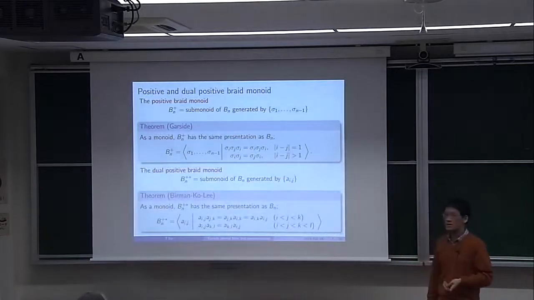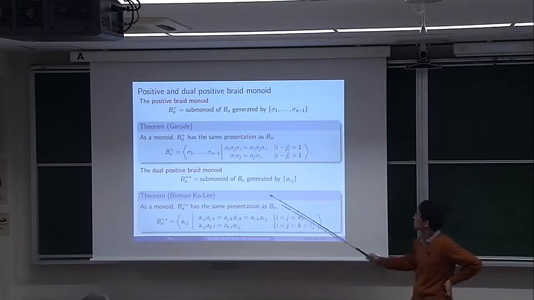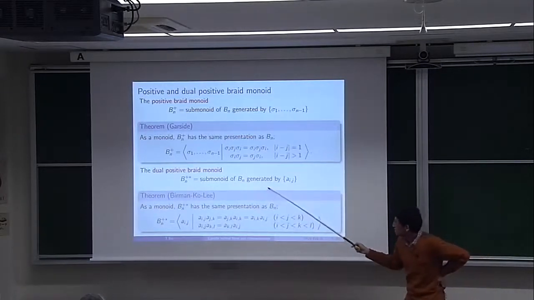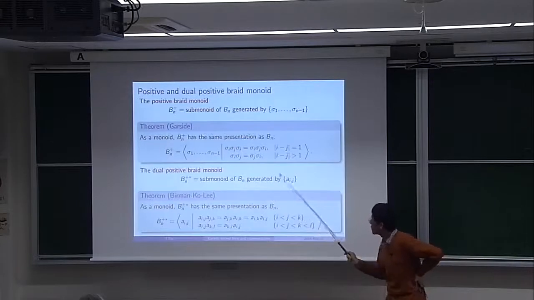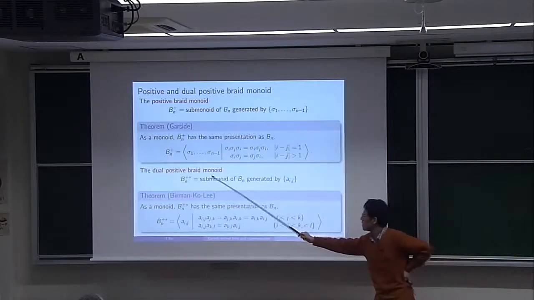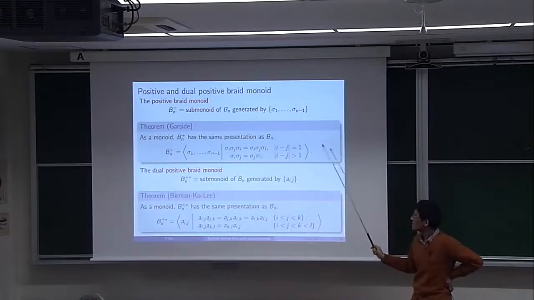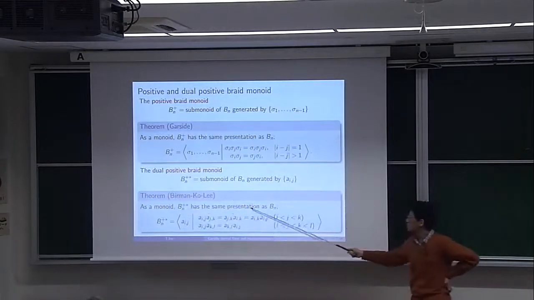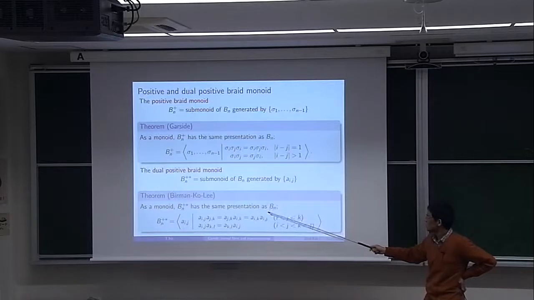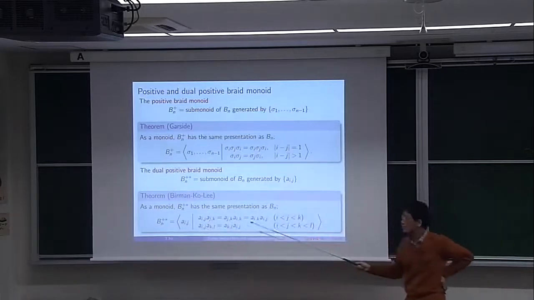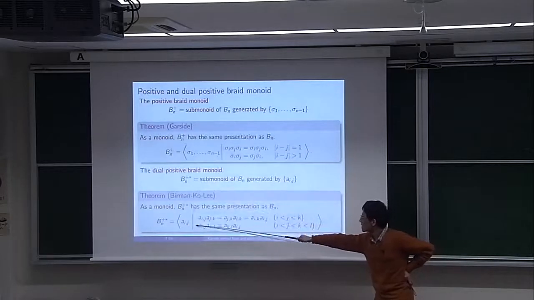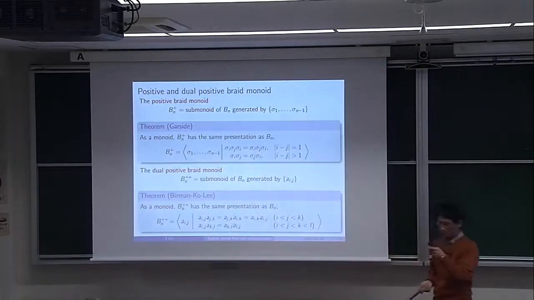Then the dual braid monoid is similar. Instead of standard generators, I use the band generators and consider the sub-monoid generated by the band generators. Then again the same result holds: the dual braid monoid has the same presentation as the braid group using band generators. So it is almost the same and shares the same features of the braid group.